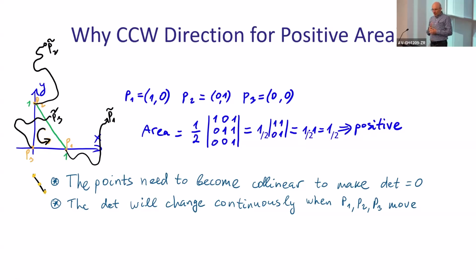Now, what do you need to do? How do you need to move the points in such a way that it will change the sign?